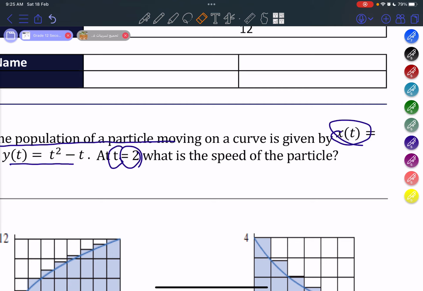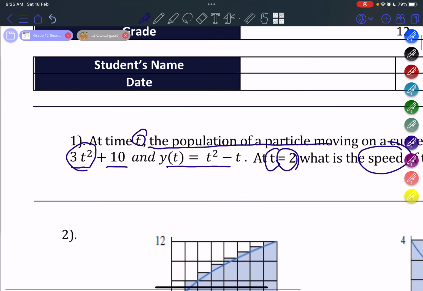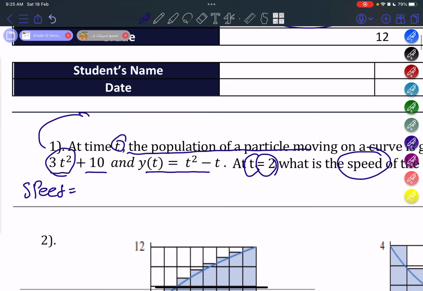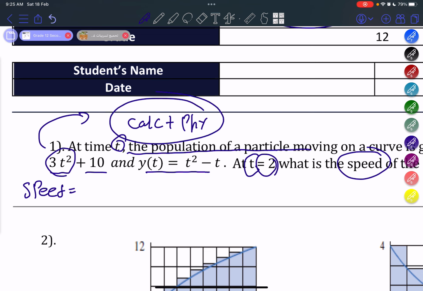So, speed of particle. We know that the general formula of speed, in calculus at least, and I like this question, it merges calc with physics, okay? So speed is equal to the square root of dx over dt squared plus dy over dt also squared.